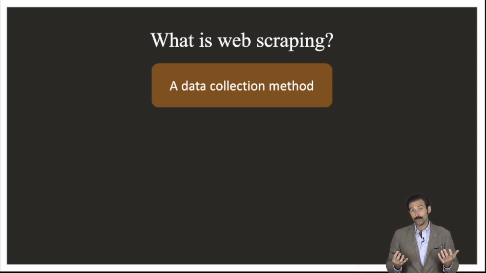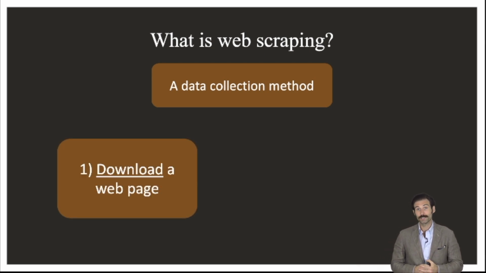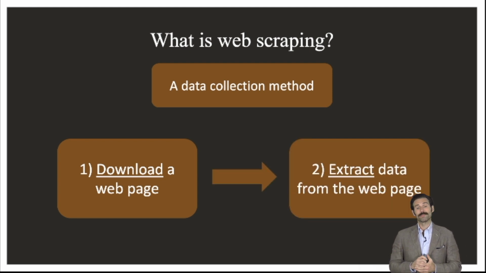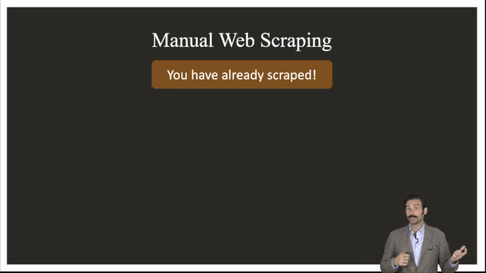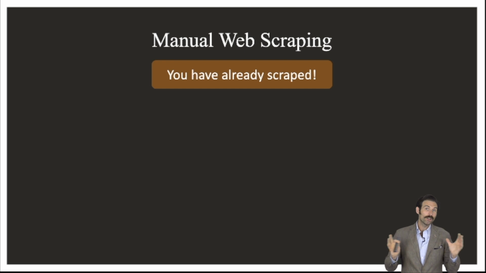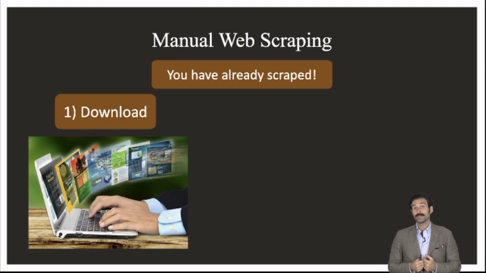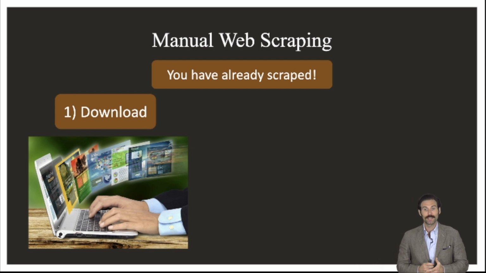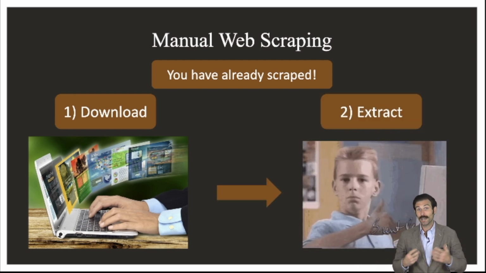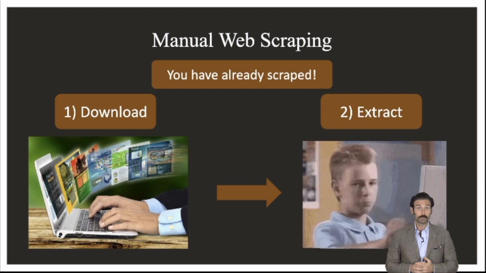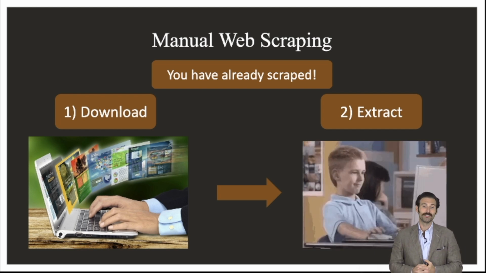Web scraping has two primary steps. The first is that we're going to download a web page, and then we'll extract data from that web page. So pretty basic. And there's a difference between manual and automated web scraping. You've all already done the manual version. You've downloaded a web page anytime that you've clicked through Google to a web page or you've typed in a URL, your computer has downloaded that web page. And then whenever you copy and paste something off that web page, you've done a manual form of web scraping.